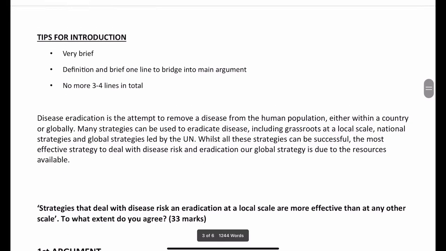So this question, again, starts with a really brief introduction. We don't want to overcomplicate it. Be very brief. Make sure you've got a definition and a one line to bridge into the argument, and no more than 3 or 4 lines in total.